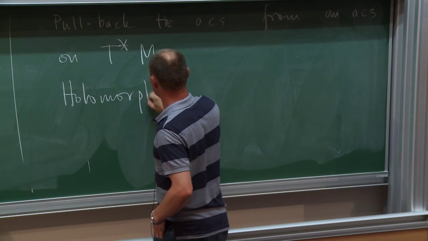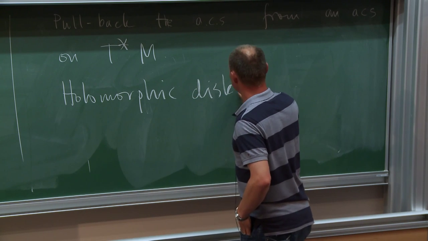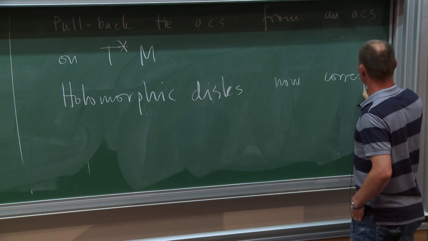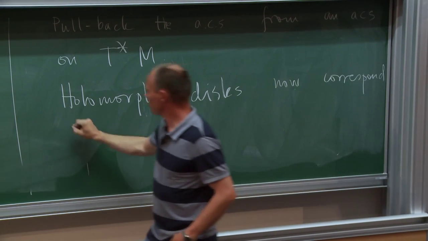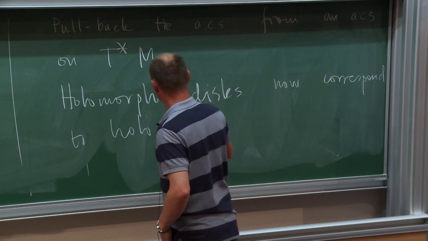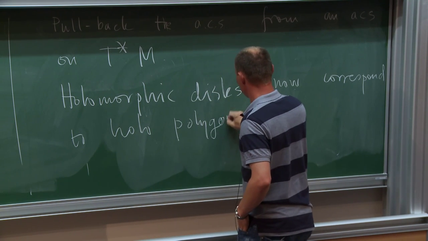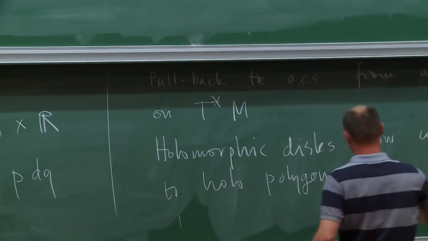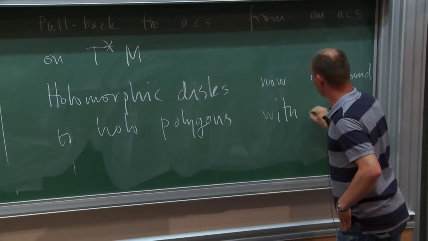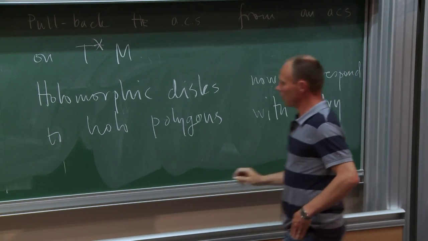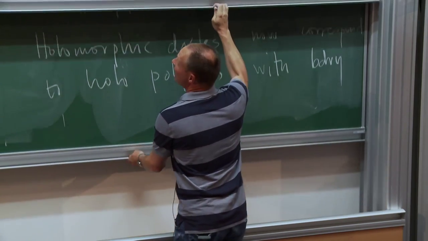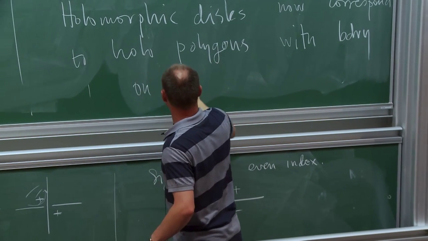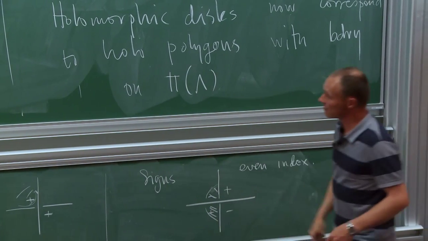So holomorphic disks now correspond to holomorphic polygons of the same nature, but now with boundary on the projection of lambda, which is now a Lagrangian submanifold, right? Inside this T star M.